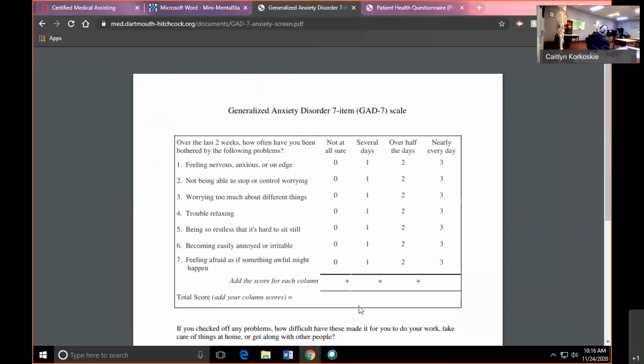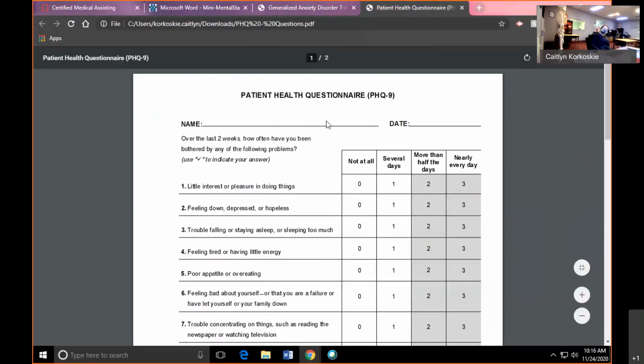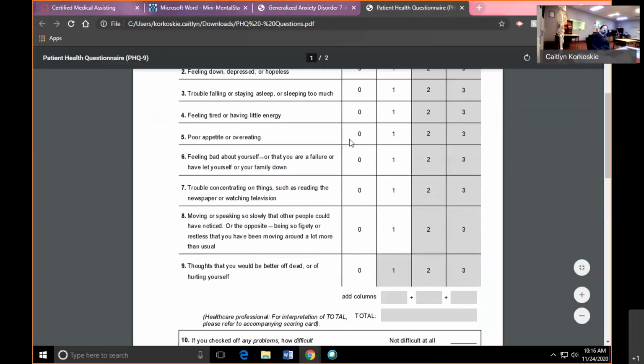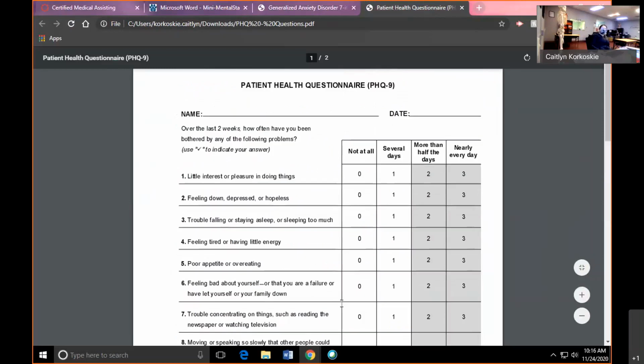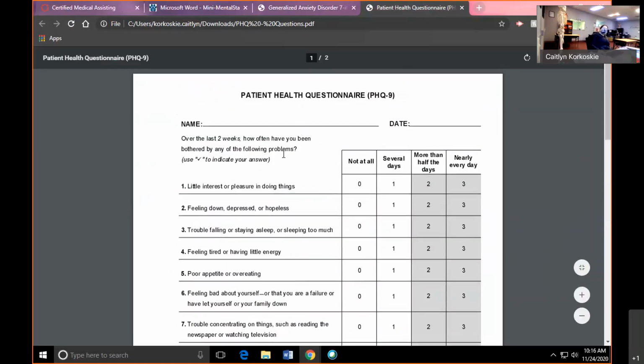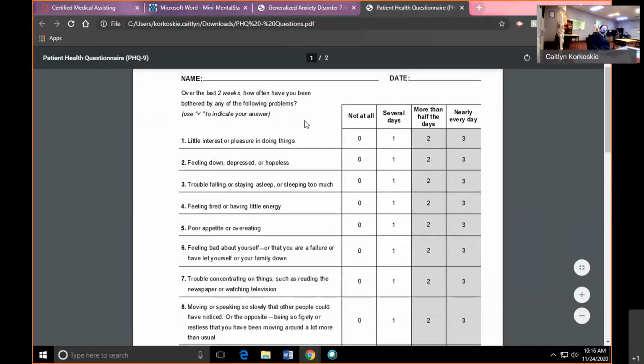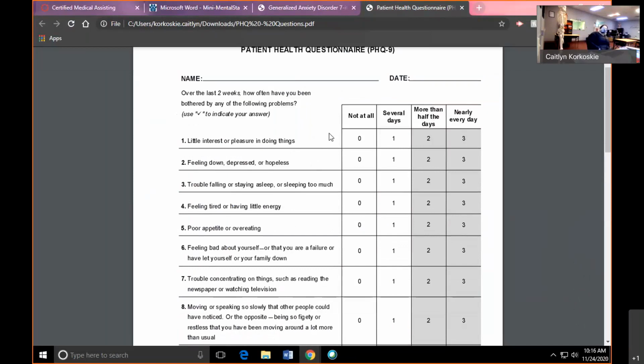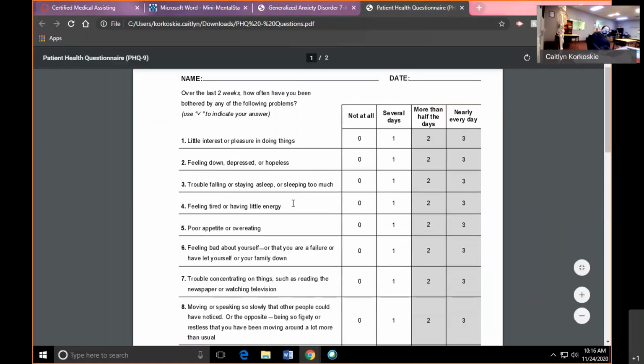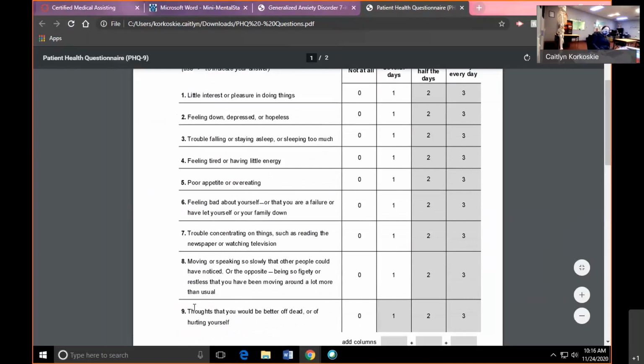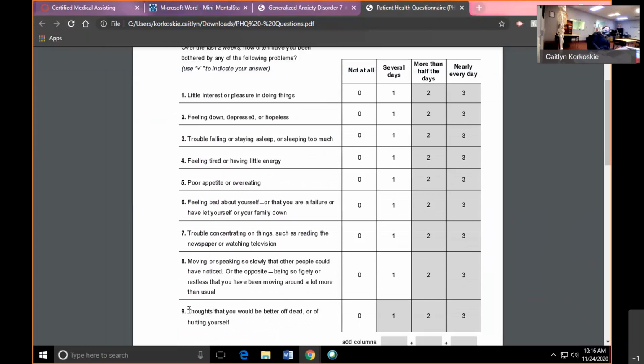So you would leave this in the room with the patient, as well as the PHQ-9, which is Patient Health Questionnaire, and it's 9 because of 9 questions. Again, this is an over the last 2 weeks type deal, so reiterate to them that this is just how you've been feeling over the last 2 weeks, not just if ever. If the patient, which is down here, the last question, hold on, let me see what that.